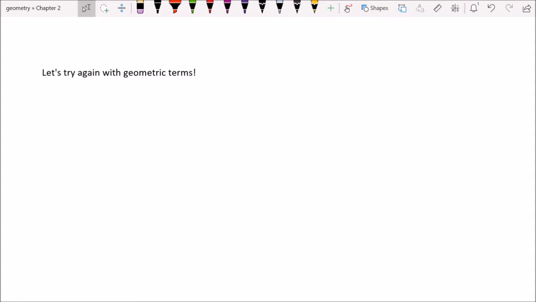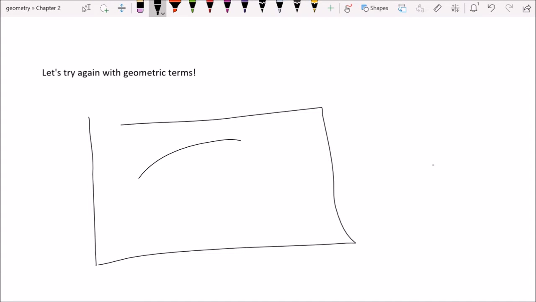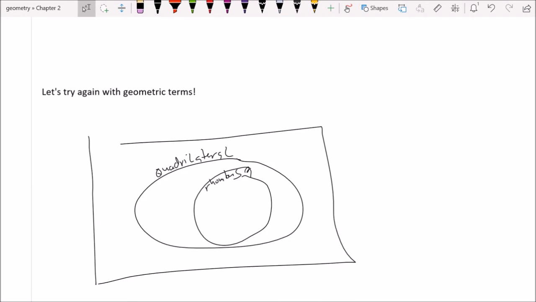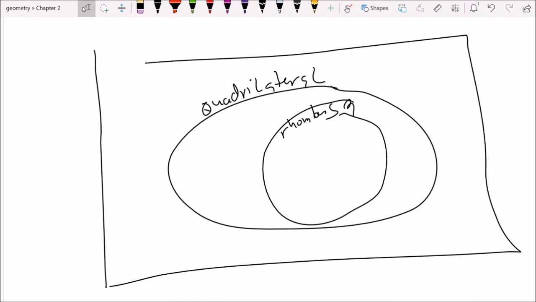Okay, so we'll do it with geometric terms that we already know. Let's do one like this. So I'm going to start with a box, and in here I'm going to have a bubble, and that bubble is the quadrilateral bubble. And inside of that bubble, I'm going to put another bubble. This is the rhombus bubble. Let's zoom in on that so you can see it more easily. So we have a quadrilateral bubble, we have a rhombus bubble. So if I wanted something like, what are other rhombuses? You know what? A square is a rhombus. So a square is a rhombus.